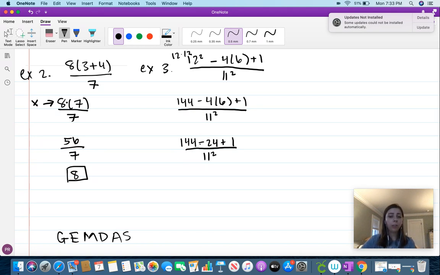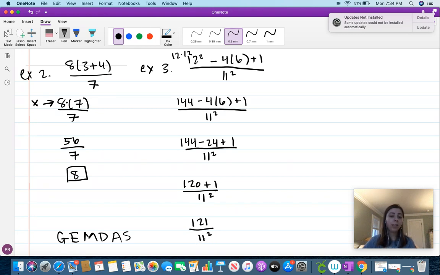Now I can finish out the top by doing my addition and subtraction. Again, we don't automatically do addition first. We just go through the problem left to right, looking for either of those operations. So if I go left to right, I actually see the subtraction first. So that's what I'm going to do first. 144 minus 24, that's 120. And to finish out the top group, 120 plus 1 is 121 over 11 squared. So I've evaluated the top group, but the bottom group, we still have to evaluate that.